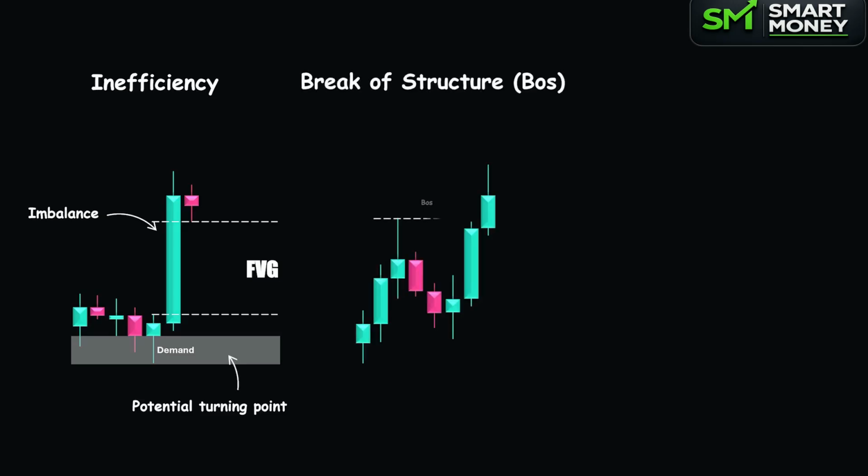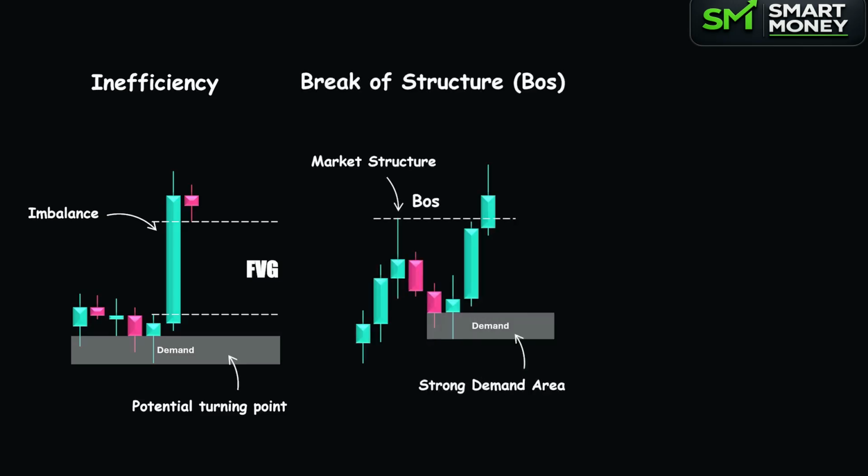A break of structure happens when the price moves past a key support or resistance level, signaling a shift in market sentiment and confirming the potential strength of the supply or demand zone. Each time price breaks a structure level, it increases the likelihood of trend continuation.